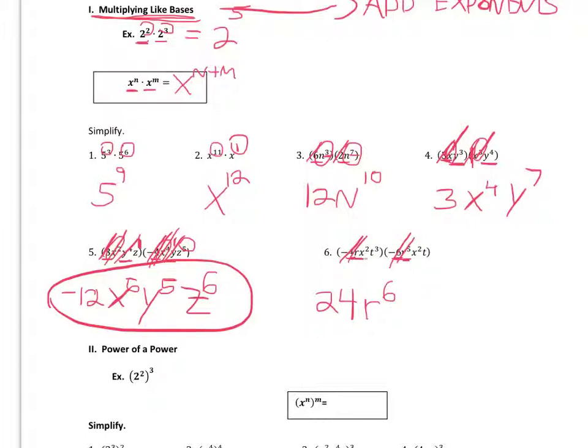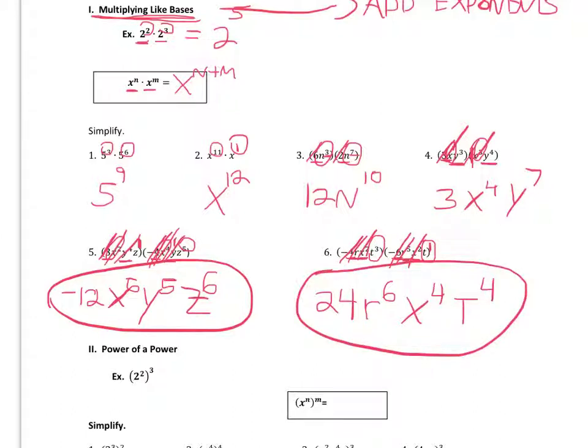Then we have the x squared and another x squared. You add the 2's and you get x to the 4th. So we're done with the x's. Then the last thing, we have t cubed times this t. Remember, this t is like saying t to the 1st. So 3 plus 1 gives me 4, so it's t to the 4th. Alright, pretty basic, pretty simple. If you're multiplying like bases, then you add the exponents.